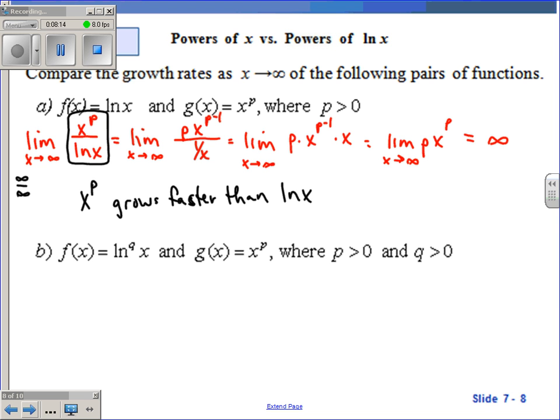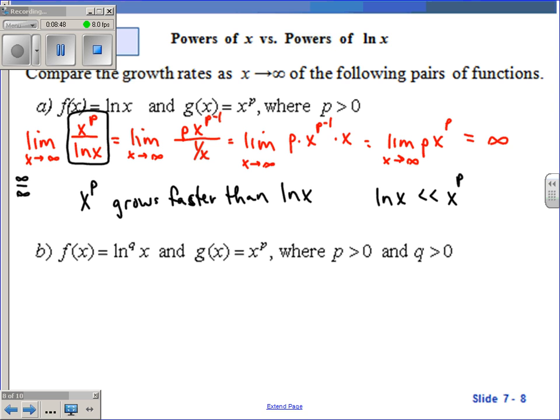Now, the way we're going to do that, we're not going to say that natural log of x is less than x to the p. What we're going to do is use a notation and put a double less than to mean grows faster. Not just smaller, but it grows significantly faster. X to the p grows significantly faster than natural log of x. And what that means is that if I take the ratio ln of x over x to the p, it's going to be 0, since the x to the p grows faster.